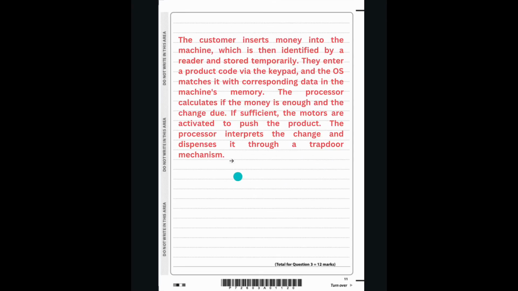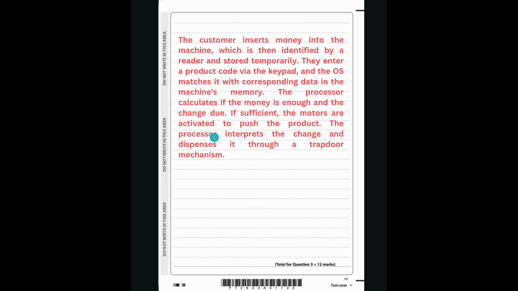So the answer for the question is: the customer inserts money into the machine, which is then identified by the reader and stored temporarily. They enter a product code via the keypad and the operating system matches it with corresponding data in the machine's memory. That means inside the machine's memory, they have the code for each product so that the operating system can identify which code represents which product. The processor calculates if the money is enough and the change due. That means there is a processor inside the machine that helps calculate whether the money is enough and whether the customer will get change.